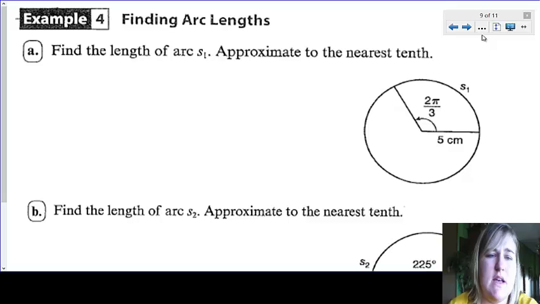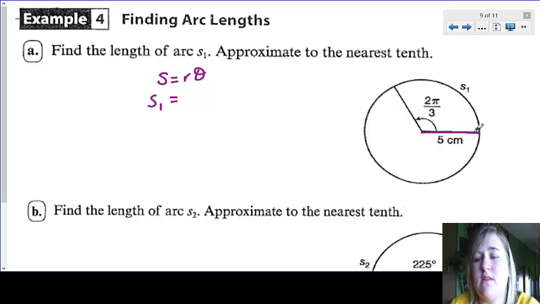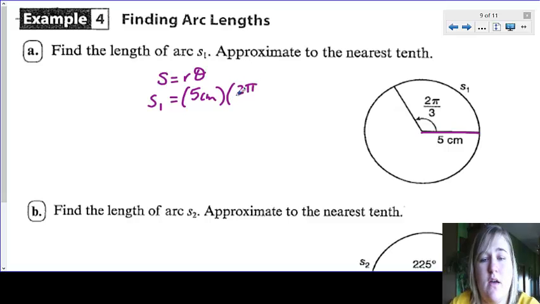Example 4 says find the arc length of S1 and approximate to the nearest tenth. So I'm going to write down that formula, which was S is equal to r theta. I'm looking for S sub 1, so I'm going to plug in S sub 1. That's what I'm looking for. My r is my radius. My radius here is 5 centimeters, so I'm going to plug in 5 centimeters. And my angle, my theta, is 2 pi over 3. So I have 2 pi over 3.